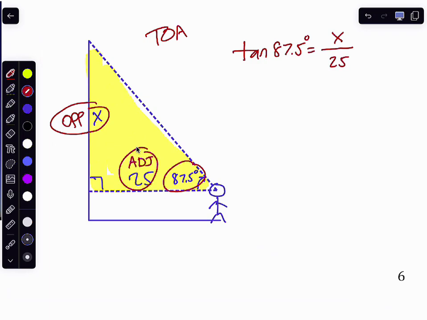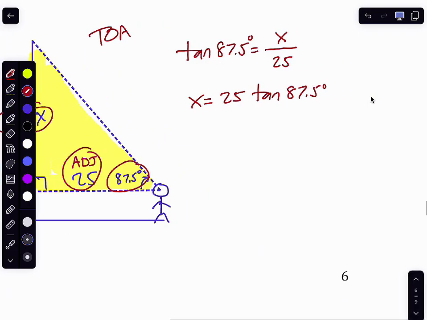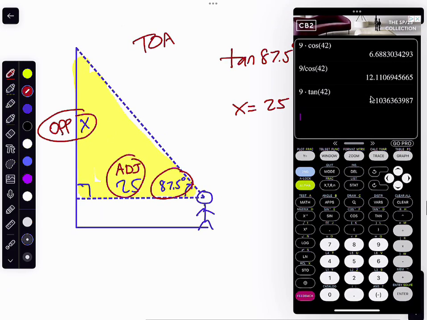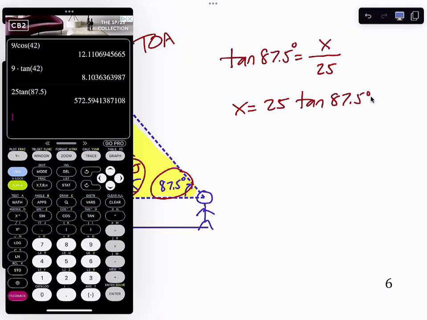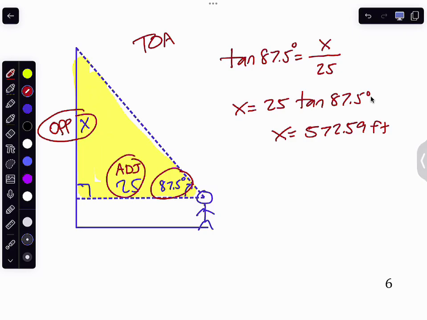Remember that sometimes you multiply, sometimes you divide. When the x is on the top, you're going to multiply. It comes from cross multiplying. 25 gets multiplied times this, x gets multiplied times 1. You type this in your calculator. That's not the final answer, but this is the start of this. And like I said, it's going to be a large number. 572.59 feet. That's the distance from here to here.